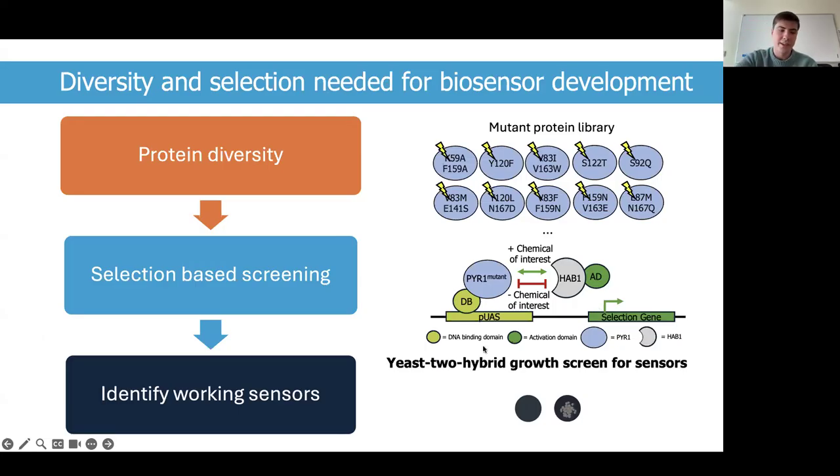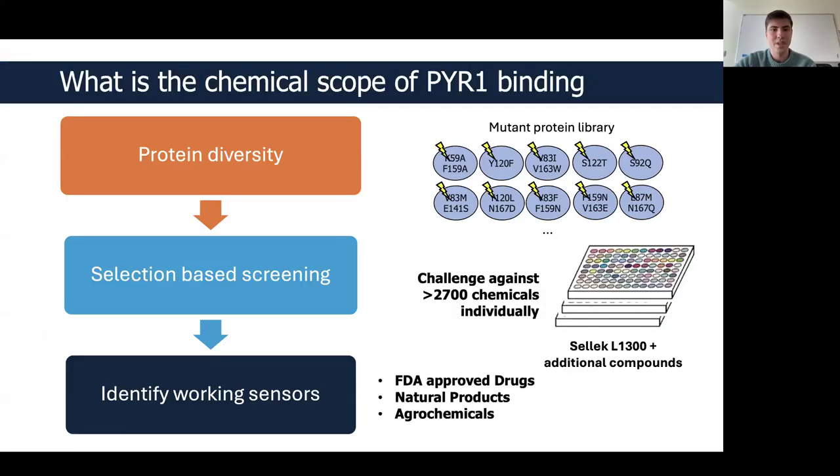And so you can pick colonies from these plates and then retest them both with the chemical and without the chemical. And if they grow with the chemical and they don't grow without the chemical, then that is a true sensor in our yeast context.